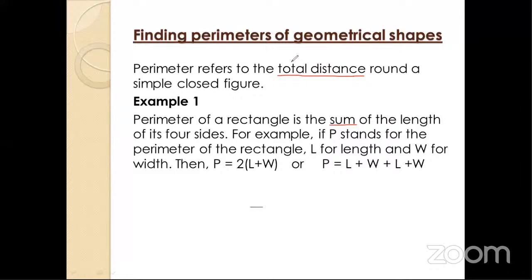So when we're talking about the perimeter of a rectangle being the sum of the lengths of its 4 sides, it means that a rectangle has 4 sides. When you add those 4 sides together, you get the distance around that figure. You get the distance around the perimeter. So that is what it means by perimeter of a rectangle.